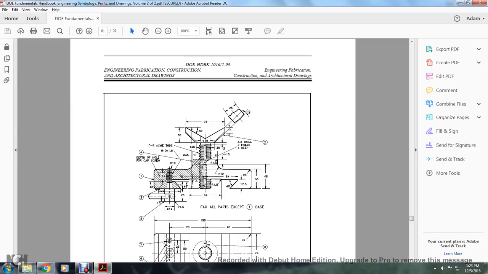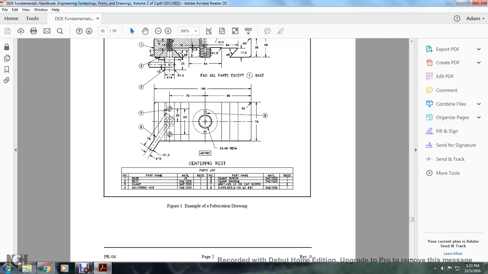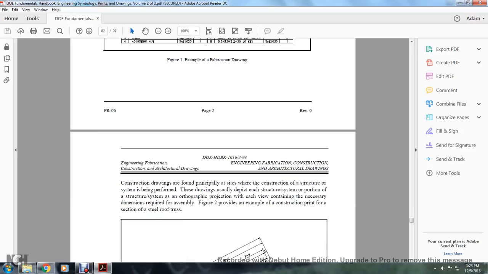All right, this shows the fabrication drawing of a centering rest. It shows the different parts: base plate, rest, clamp, adjusting nut, clamp screw, clamp handle, maximum cap screw, and lock key.